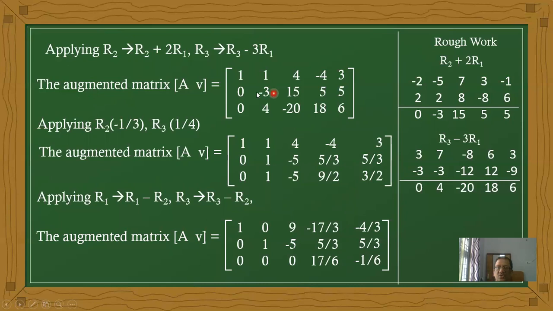Now here it should be 1, and here also it should be 1. For getting this 1 value, we multiply the entire second row by minus 1 by 3 and the entire third row by 1 by 4. Therefore 1, and it becomes minus 5 by 3, minus 5 by 3.